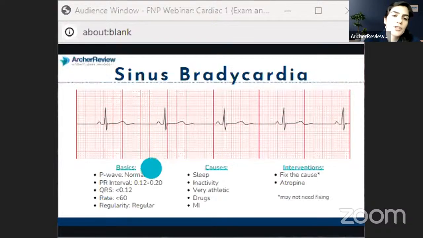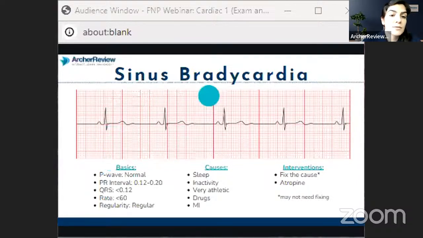Here we're going to check, does it have a P for every QRS? P for QRS, P for QRS, yes. I don't see any inversion in the T waves. Now let's look at the PR interval. Is it between 3 to 5 of those small squares? Here the interval is between 0.12 to 0.2. The QRS complex is narrow, that's less than 0.12.